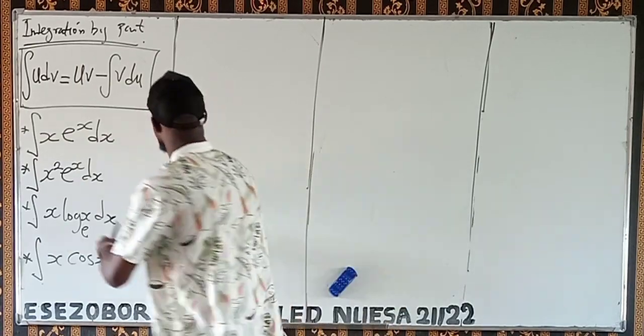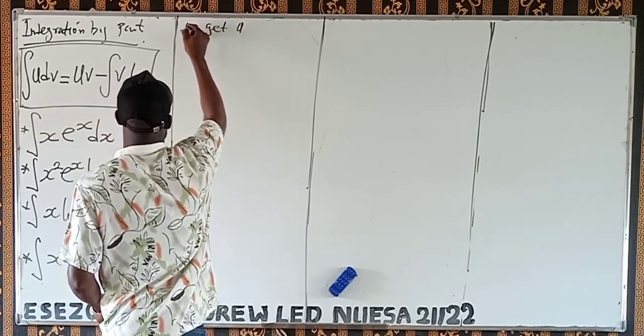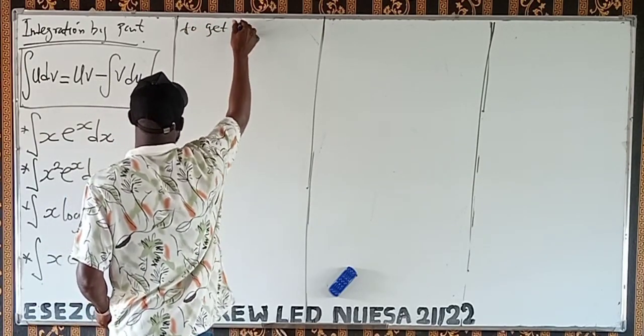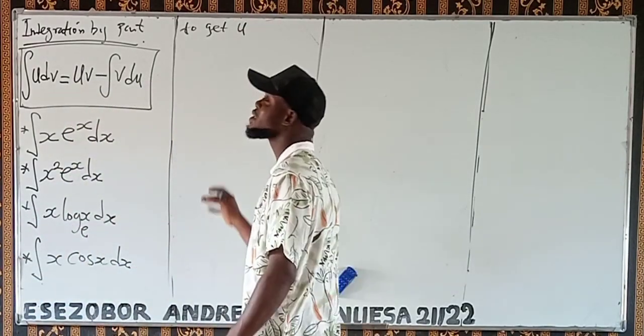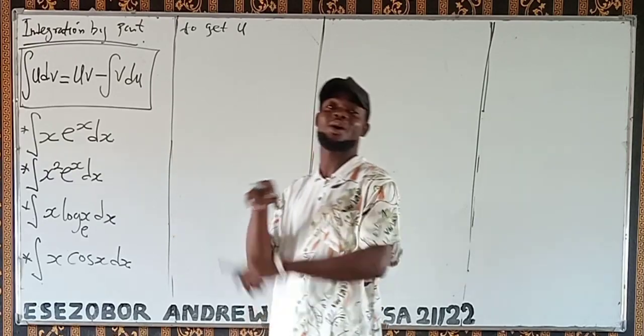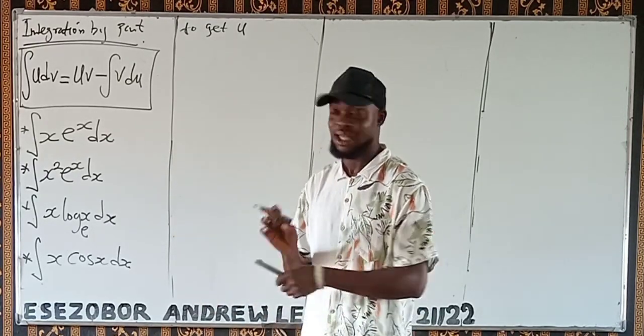Now, how do you get your u? To get u, because u is the only issue here. If you can get your u, you're already good to go. If you cannot select the u well, you will not get the answer in the question. You will be solving till infinity, you will not see any answer.